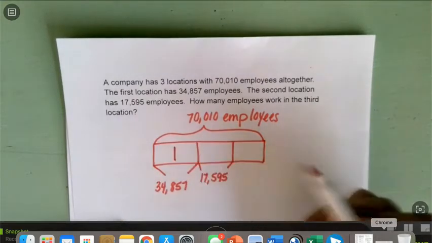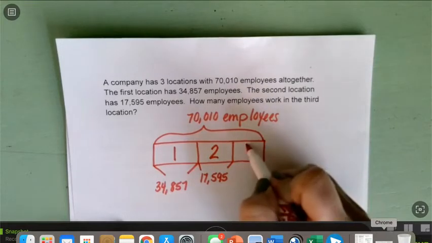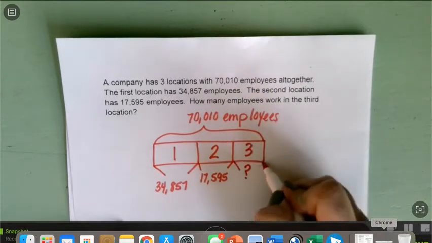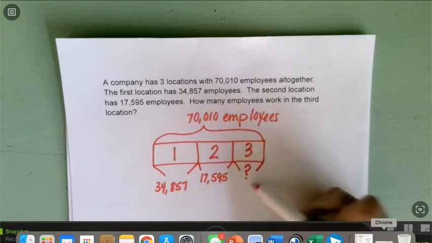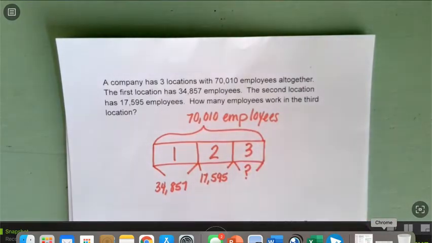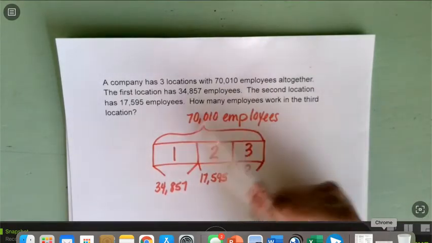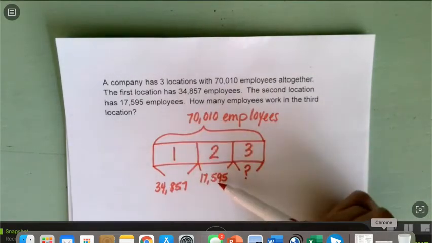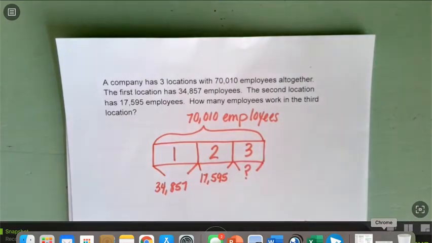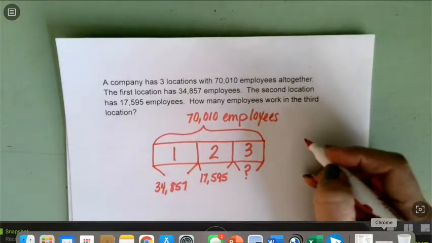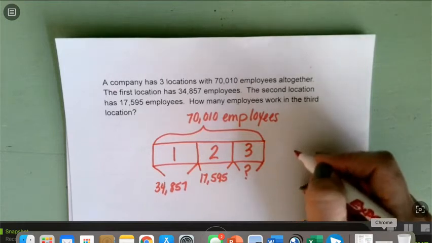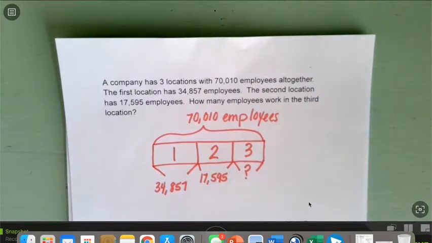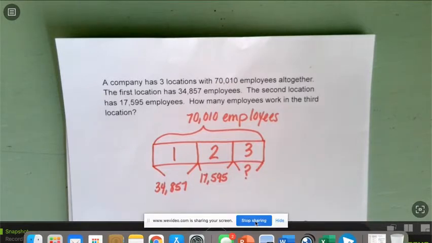So if this is the first location, this is the second location, and this is the third location, this is our unknown. We want to know how many employees are here. Looking at my diagram, I see that we know the total and we know 2 parts, but we are missing a part. There are a couple of strategies that we could use to find the solution. Let's start by adding together the 2 parts that we know. So over here, we're going to add this together. Why don't you go ahead and pause the video and solve this together with me using the standard algorithm, and then we'll come back together and see if we get the same answer.